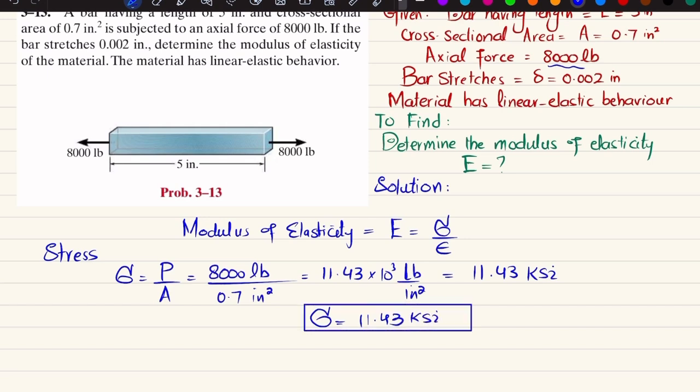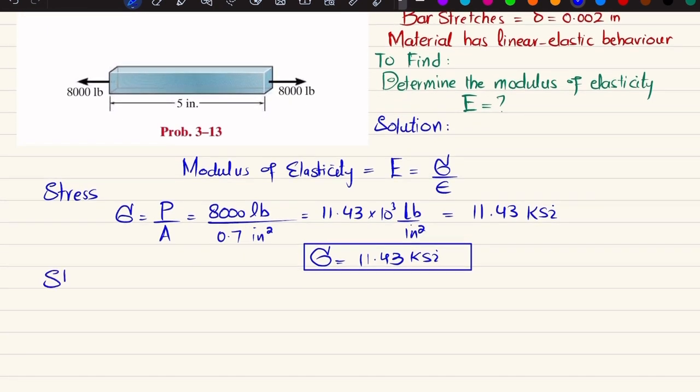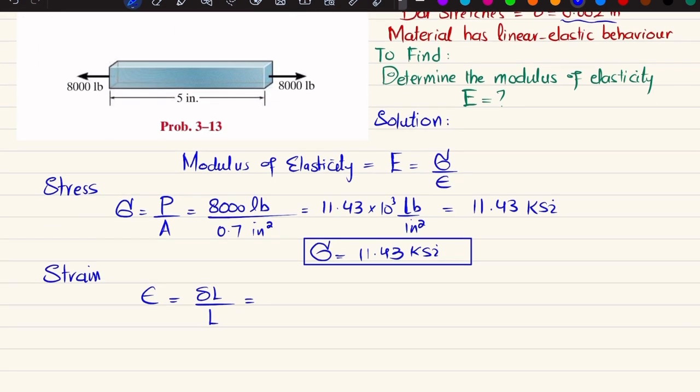Now in the second step we are going to find strain, and you know that strain is equal to change in length divided by original length, L. So the change in length or stretch is given as 0.002 inch, and the original length of this bar is 5 inch. Inch divided by inch, and you will get 0.000400, which is inch by inch or unitless because the units cancel each other.